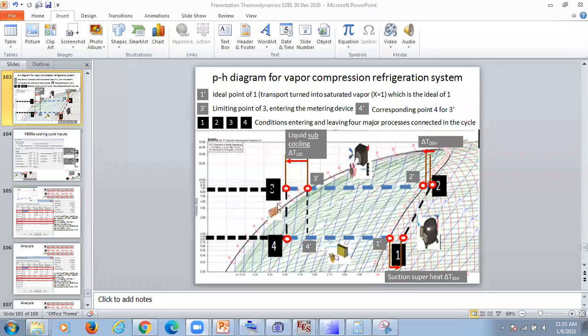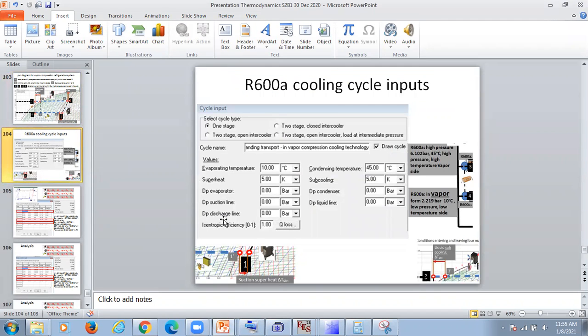Sorry. So if you refer to the PowerPoint file here, point number 1 is a design point because you are defining the superheat and the subcooling. And line number 2, 3 is a design line. Line number 1, 4 is a design line, okay? So you know 1 and 3 in your design. And also you should know the isentropic efficiency. You have to define this upfront. You have learned about this isentropic efficiency because there are reasons.